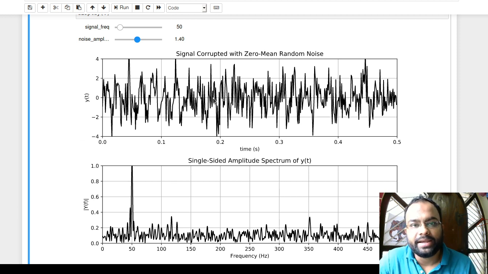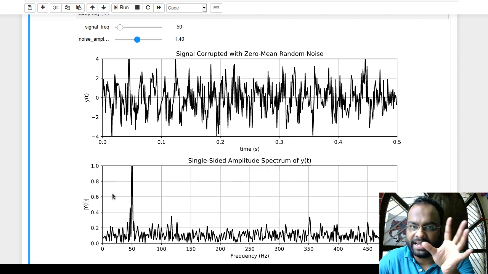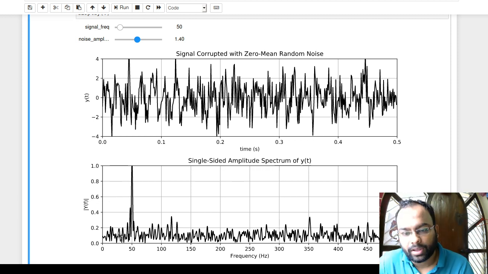Now it has been corrupted with noise. But if I want to figure out what was the signal present in it, then what do I need to do? I again need to do something called the Fourier transform. Now again, look at the Fourier transform. In the Fourier transform plot here, this is again the amplitude version, so basically taking a mod. You're not plotting the phase here, just plotting the amplitude.